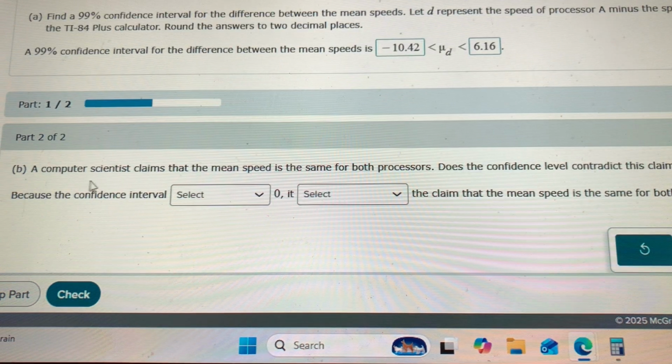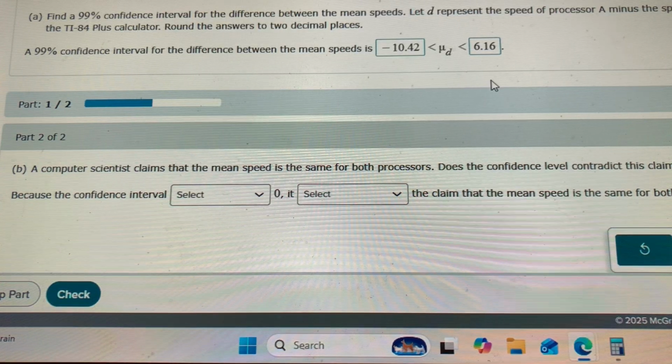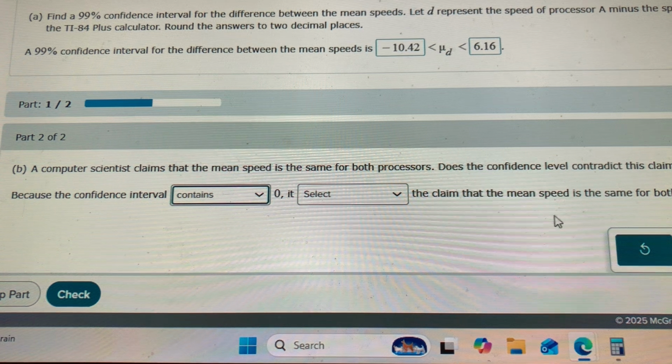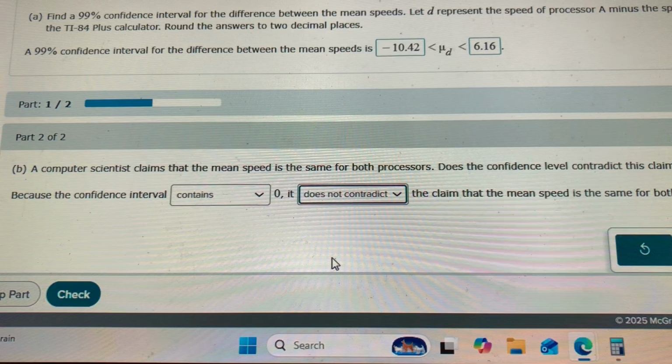Okay, so a computer scientist claims that the mean speed is the same for both. See, that is possible here because the interval contains 0. And if the answer is 0, then they are the same, but it's not a guarantee, it's a possibility. Does the confidence interval contradict this claim? No, it doesn't. Because the confidence interval contains 0, it is possible that the claim is true. It does not contradict it because it's possible.